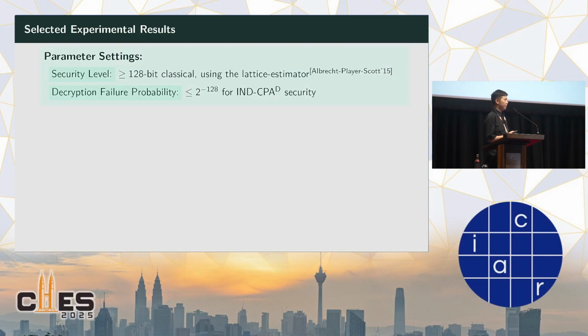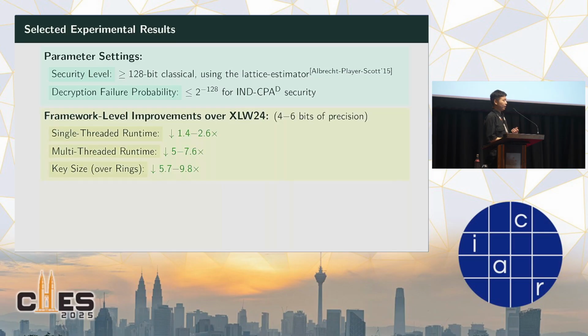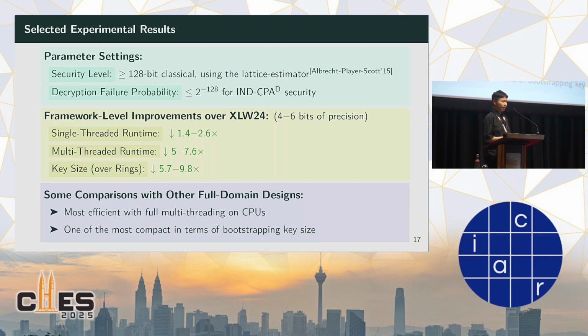Here are some selected experimental results. For parameter setting, we ensure the security level to be at least 128 bits, and we set the decryption failure rate to be sufficiently small for CPAD security. We can see some framework-level improvements over the original framework, with great improvements in terms of runtime and key size. Compared to other full-domain designs, our scheme is the most efficient with full multi-threading of CPUs, and it is one of the most compact in terms of bootstrapping key size.